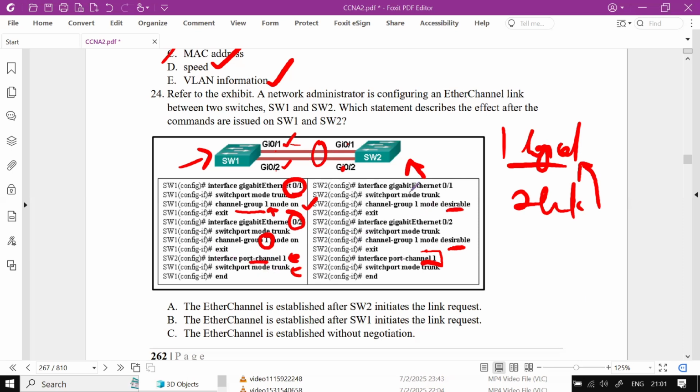You are now saying this aggregated link should act as a trunk because it's really in between my switches. Basically, that is what all these commands are saying.